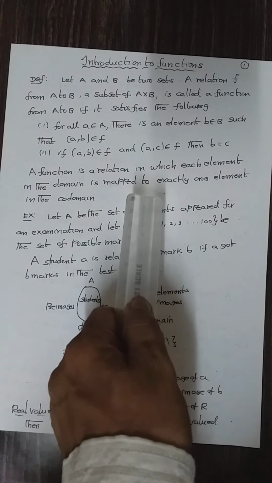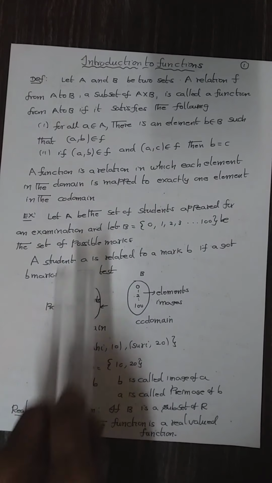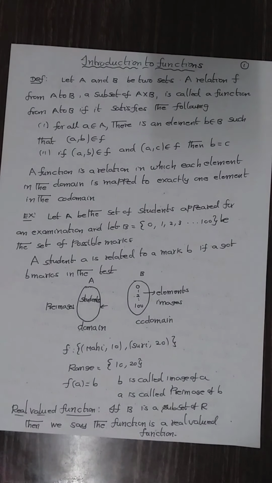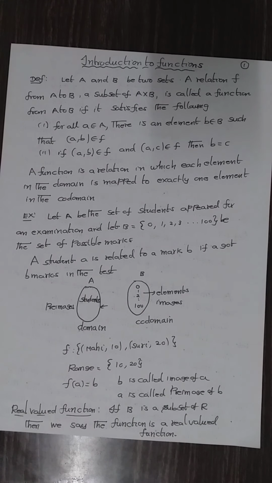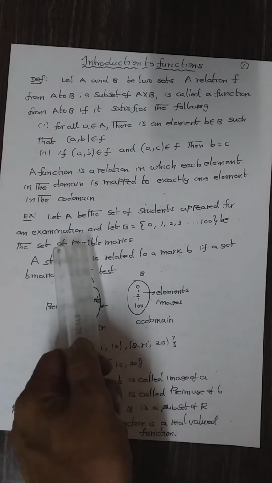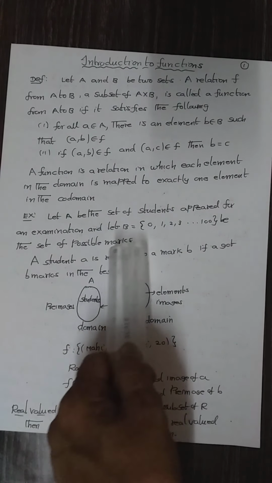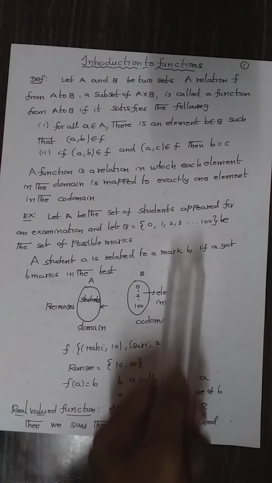I already told you a function is a special kind of relation in which each element in the domain, set A, is mapped to exactly one element in the codomain. Regarding this definition, I gave one example. Let A be the set of students, and B the set of marks obtained by the students. Let A be the set of students appearing for an examination and let B = {0, 1, 2, 3, ..., 100} be the set of possible marks. More than 100 they won't get, everybody knows. Even 0 they might get.